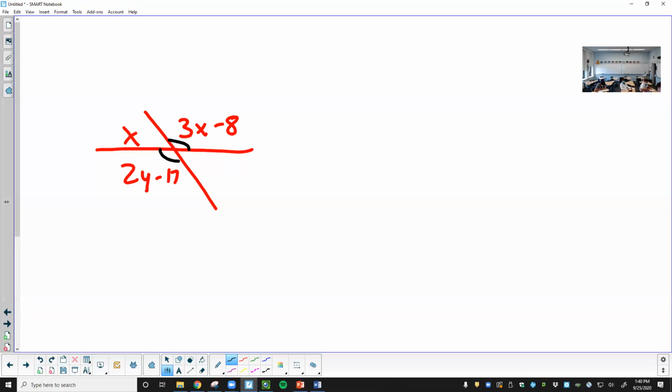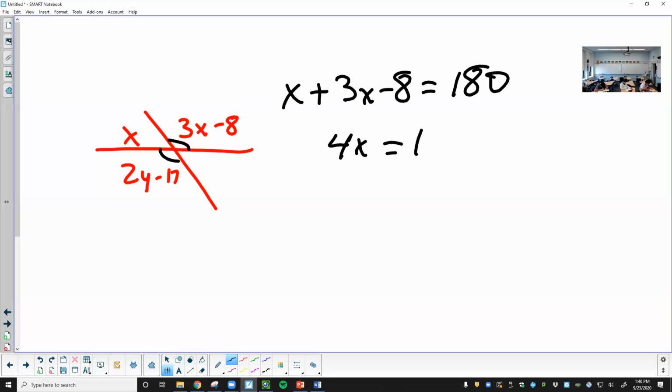What do we know about any 2 angles, or any amount of angles, that lie on a straight angle? What do you call it? They're going to equal 180. Yeah, they're going to equal 180. So we could say x plus 3x minus 8 is going to be equal to 180, right? So that'll give us 4x equal to 188. And so then x is going to be 47. Thank you. And then we're going to take that x and plug it into the vertical angles and set them equal to each other.